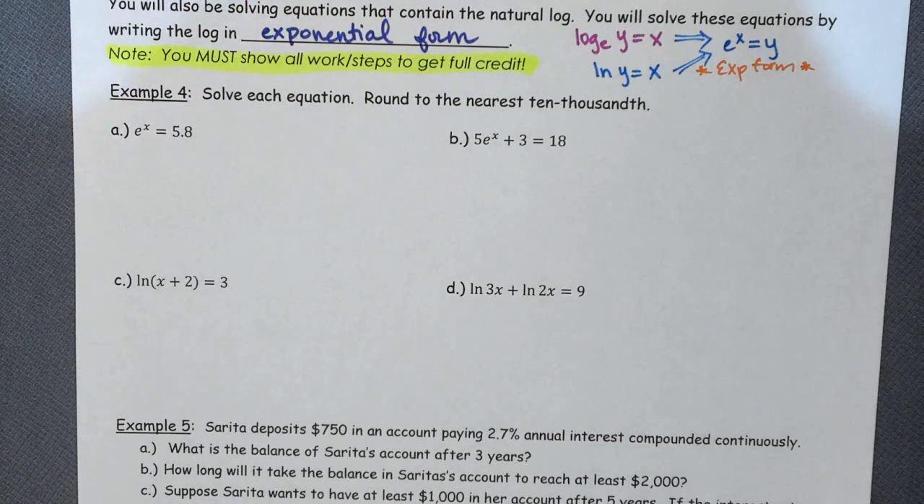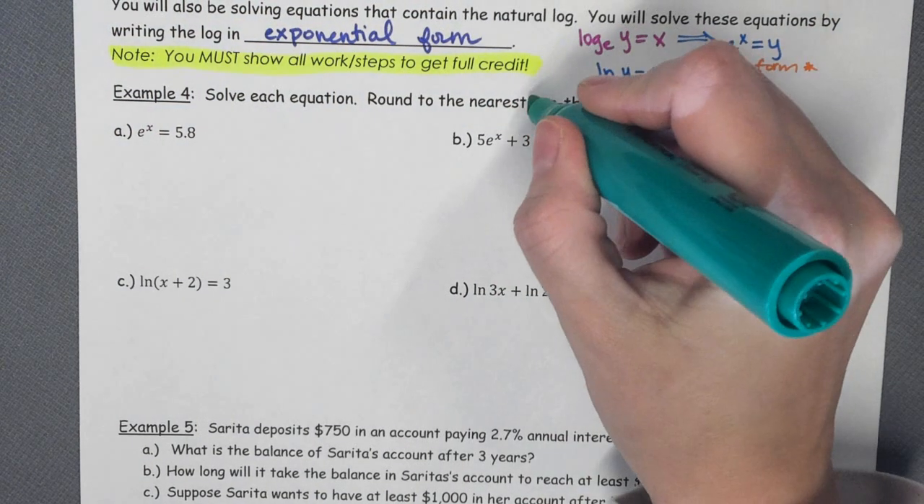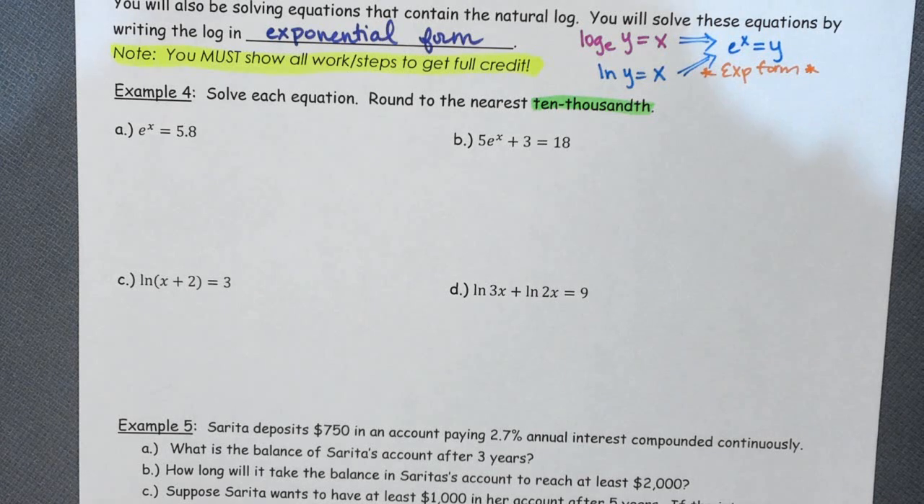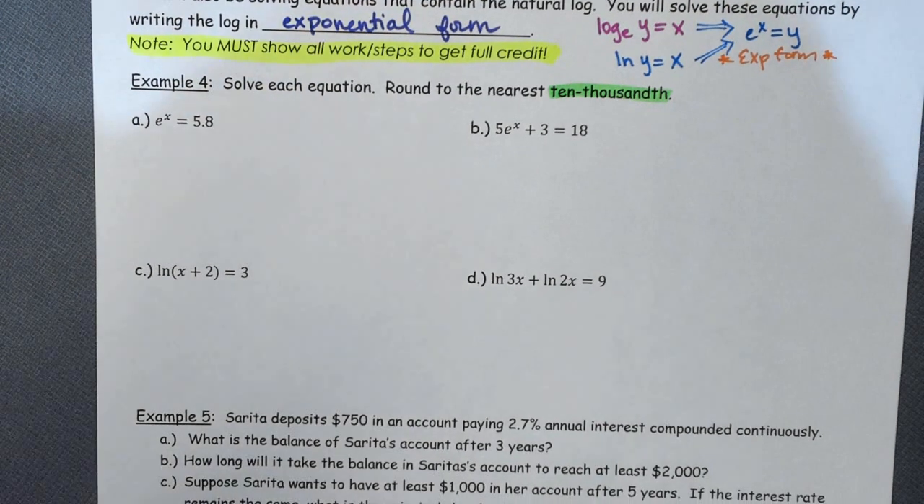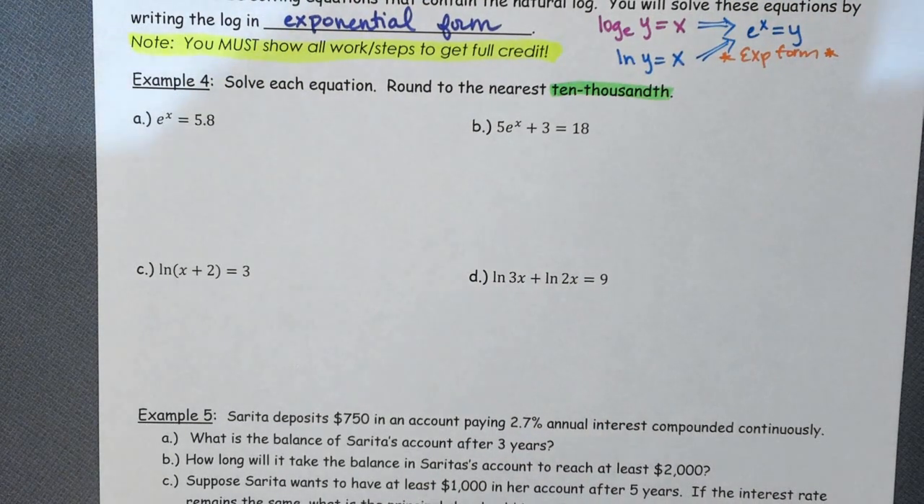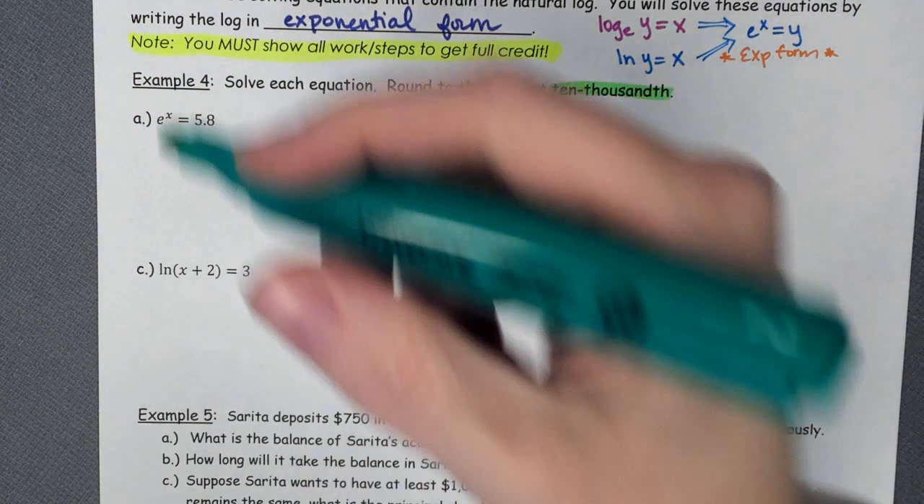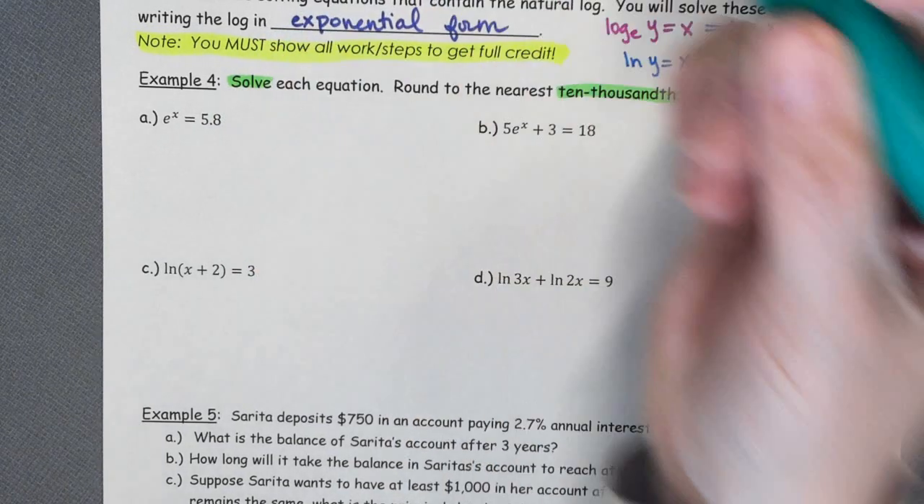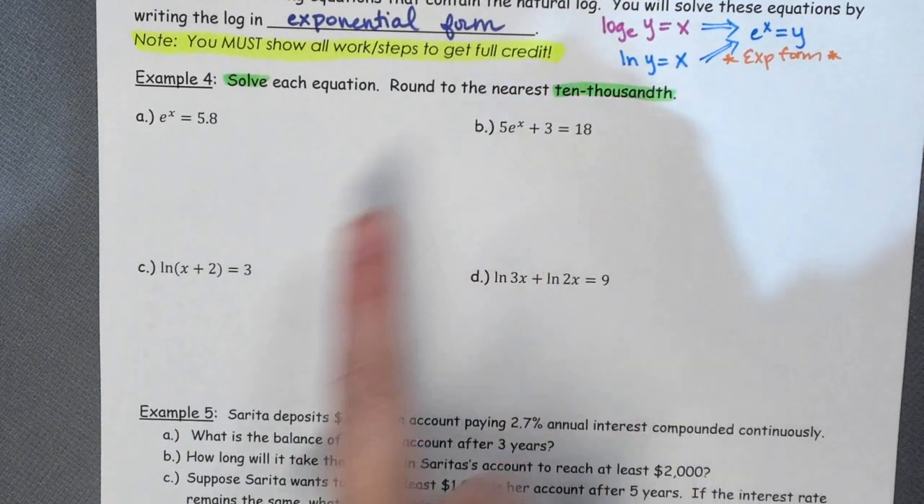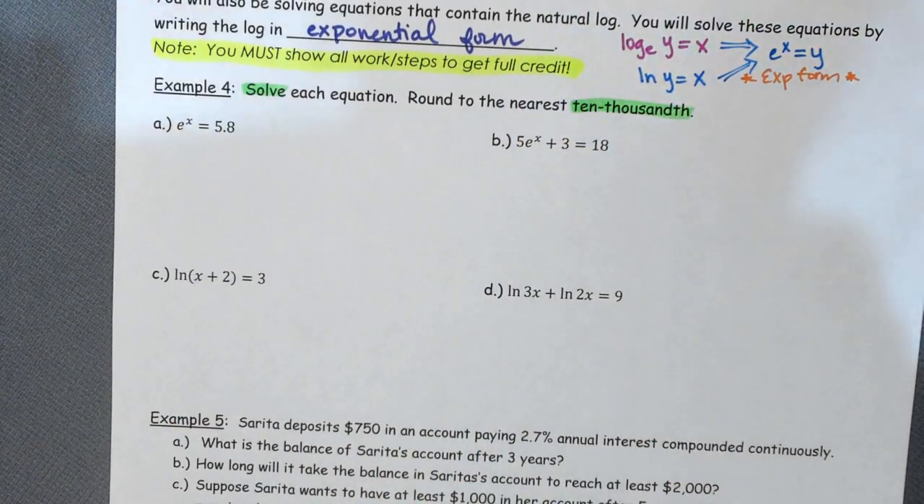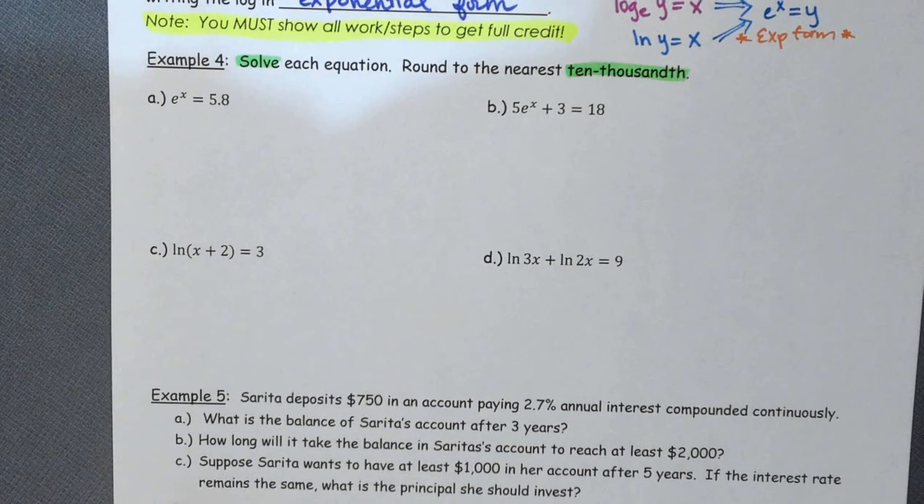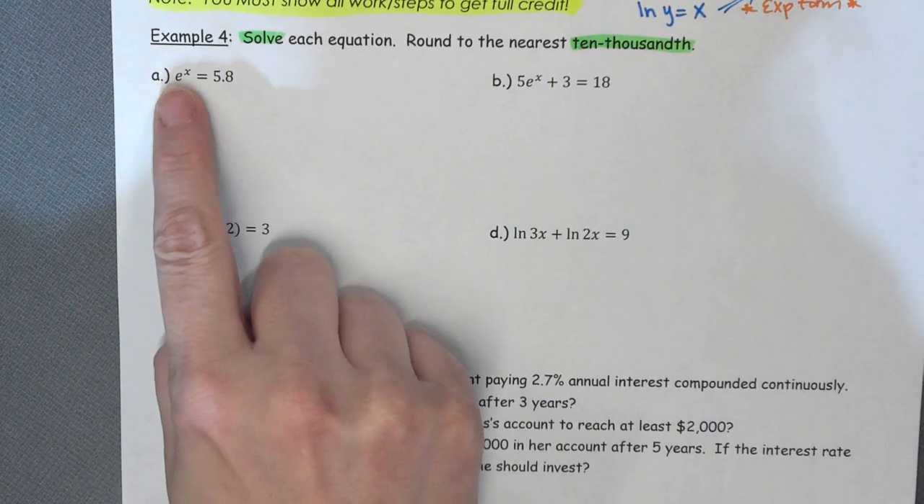When you're solving each equation, you are going to round to the nearest 10,000th. I'm also going to, like I said, show you what your exact values are. And when you're solving, you're always going to be solving for your variable. Okay, so sometimes you'll be given e, sometimes you'll be given the natural log. You're going to have a mixture of both of those. So let's start with the ones with e.